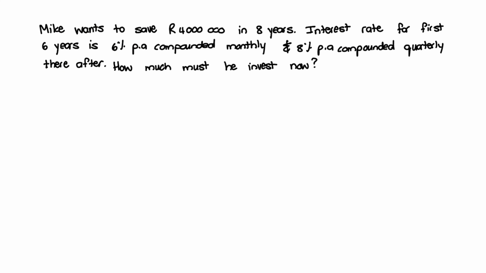Mike wants to save 4 million rand in 8 years' time. The interest rate for the first 6 years is 6% per annum compounded monthly, and 8% per annum compounded quarterly thereafter. How much must he invest now?